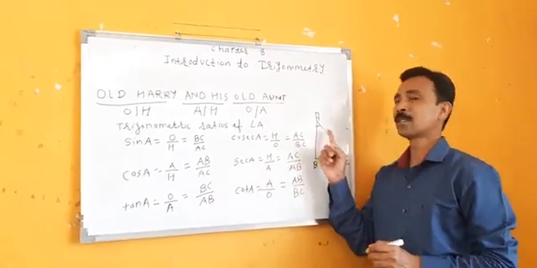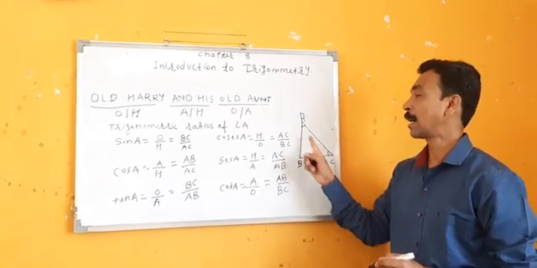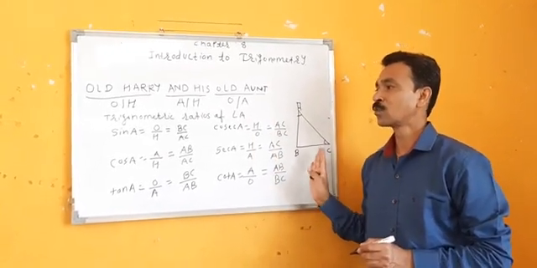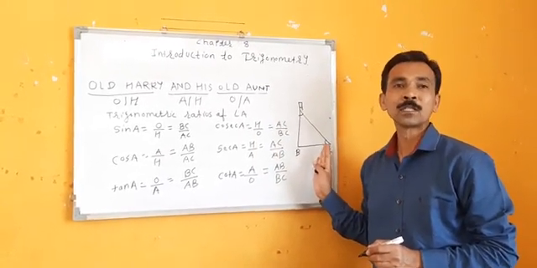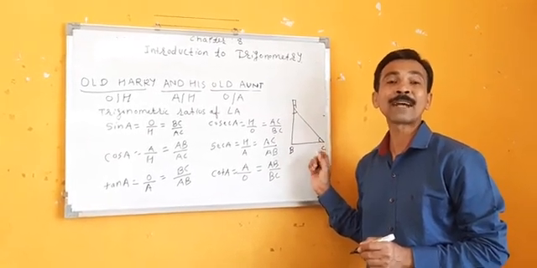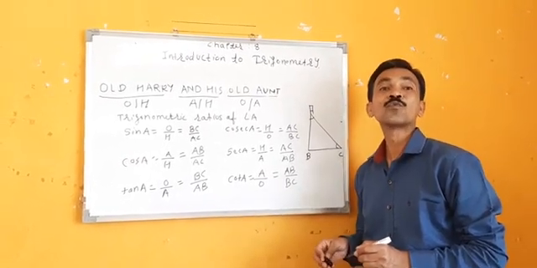So we have seen the trigonometric ratios with the reference angle C and with the reference angle A. This is the way to find all the trigonometric ratios with respect to the reference angles, and both the reference angles have to be acute angles. Clear?